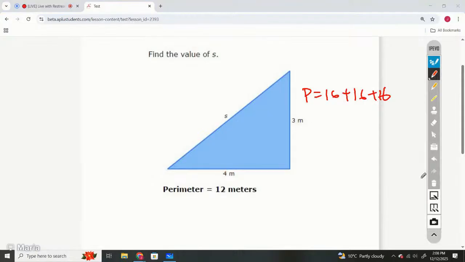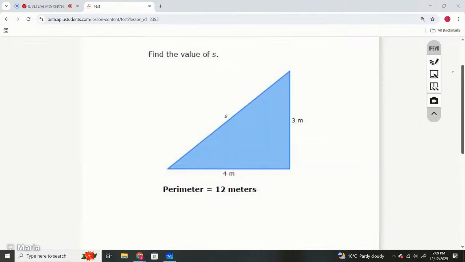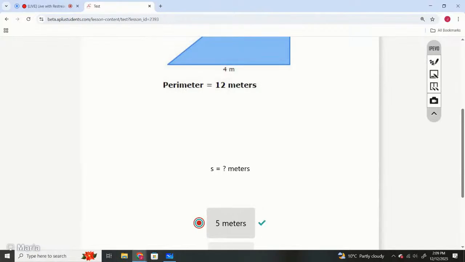Find the value of s. We're given two of the side lengths and the perimeter. We need to find the third one. So that is s plus 3 plus 4 is equal to 12. So 4 plus 3 makes 7. s plus 7 is equal to 12. Now subtract 7 from the other side. So s is equal to 12 take away 7. S is equal to 5. So the correct option is s equals 5 meters.